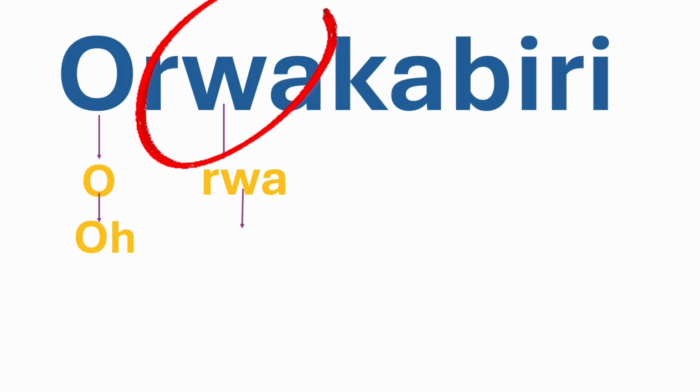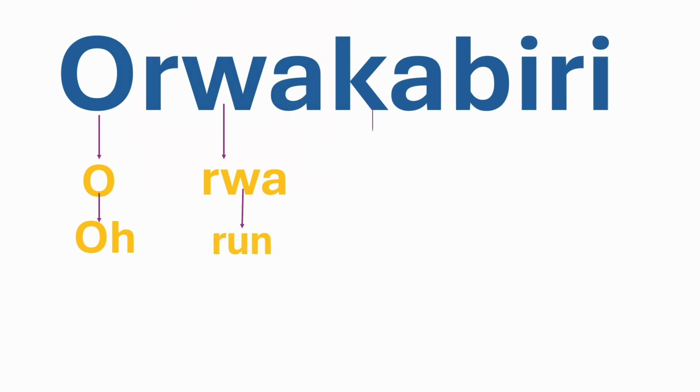The next word we have on our list is Tuesday. In Rukiga, this is Orwakabiri. Once again, we have O, as in the English word O. Then we have RWA, ra, as in rap. Orwa. Then we have K and A, as in the word car in English. Orwaka.